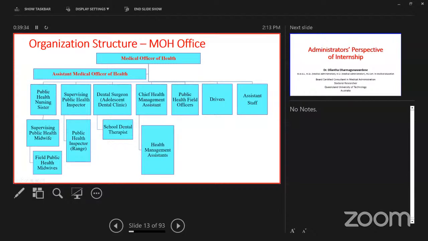These things are handled by public health inspectors and trained public health inspectors. So those are the people. Then oral health: dental surgeons and the school dental therapists. Then at the MOH office area, there's a chief health management assistant and health management assistant.